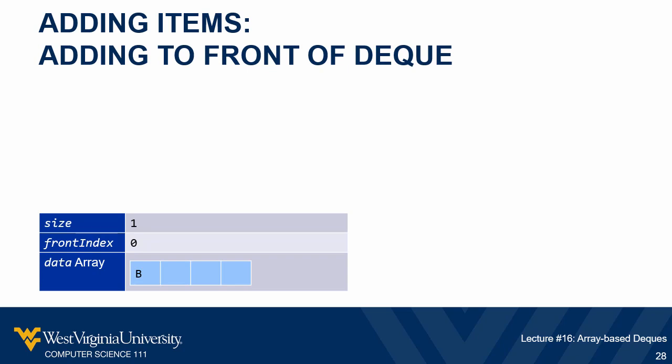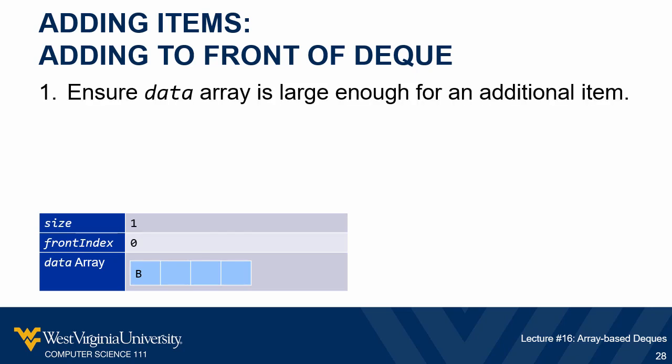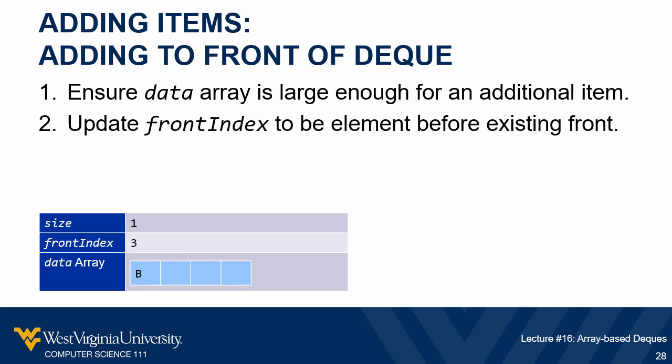Let's say that we already have some things in our deck and we want to add our new item to the front. So it's going to come before whatever we already have in the deck. Right now we just have in our example here one thing in the deck, and that's in element 0, because when we first add something to the deck, it is always going to go in element 0. Here we'll start off by making sure that we have a large enough data array, which is not an issue here. I'm going to update front index to be the element before the existing front.